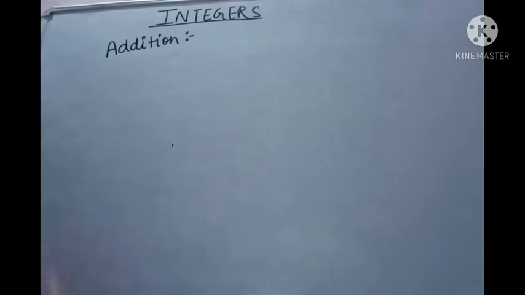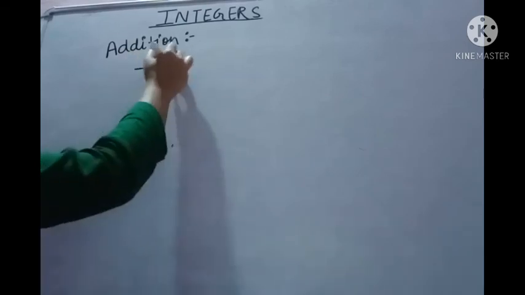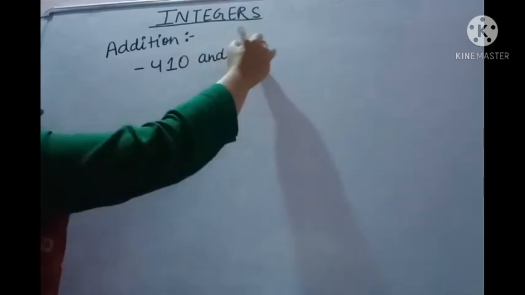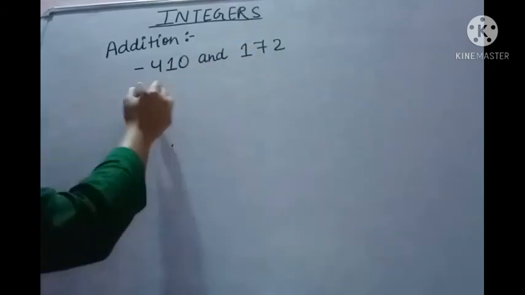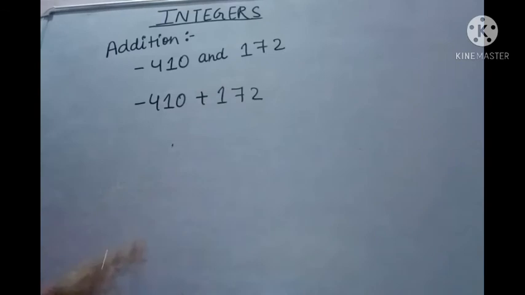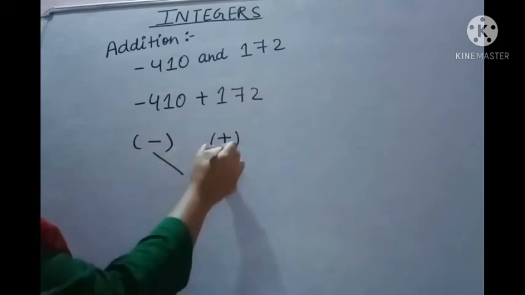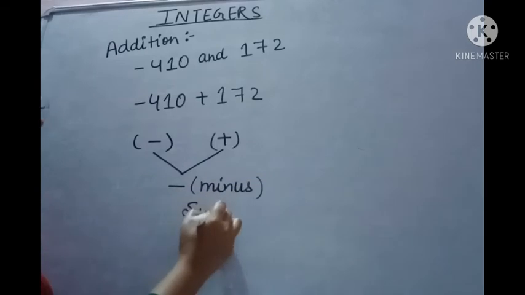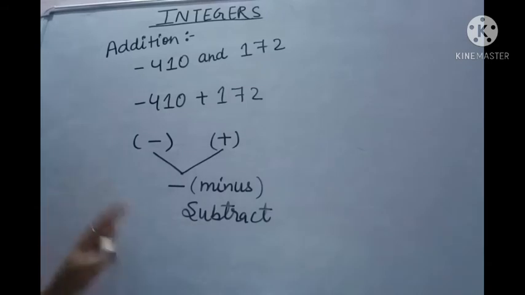Is it clear? Now let's take another type of question in which you need to do addition of integers. Let me take one value. For example, you need to add -410 and 172. You need to add both integers. One is a negative integer and one is a positive integer. So what will you do? Here I'll tell you something: if one number is negative and another is positive, you need to subtract there. So we need to subtract here.